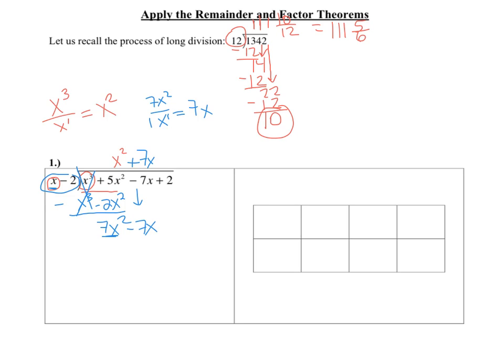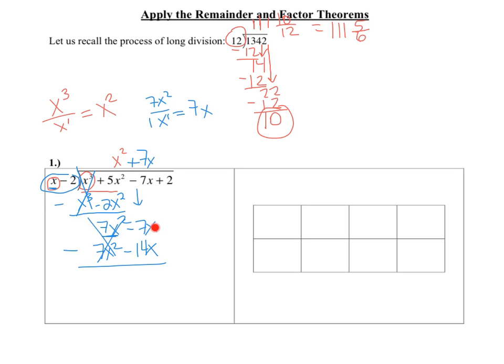So 7x times x gives me 7x squared. 7x times negative 2 gives me negative 14x. And now I subtract. So 7x squared minus 7x squared is 0. They've been eliminated. And again, another checkpoint, that place value column has to drop out, or I have to stop and rethink somewhere I've made a mistake.